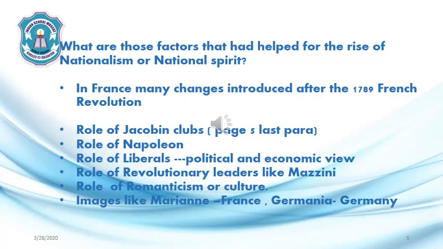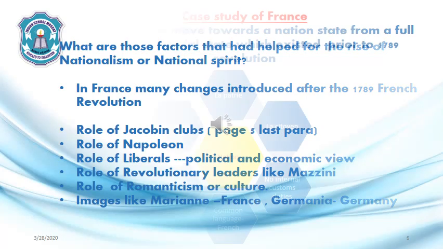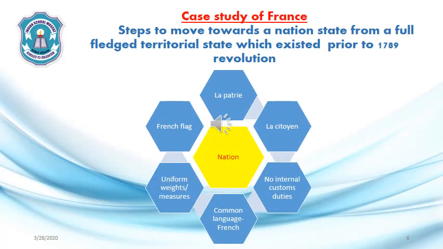Okay? And let's go to the next issue. Hope everyone is following me. And as I said earlier, there were many factors that helped in transforming Europe into nation states. And I just want to go for a separate case study: what happened in France after the 1789 revolution? What were the changes they introduced to develop a sense of identity?